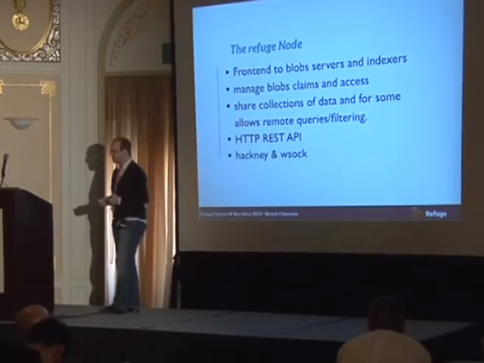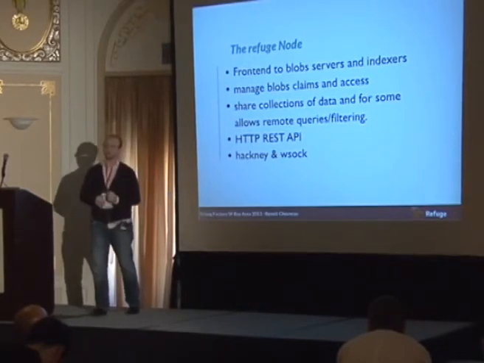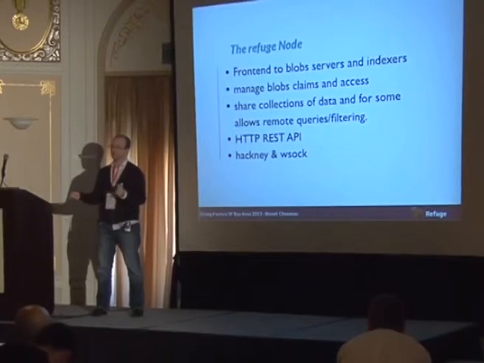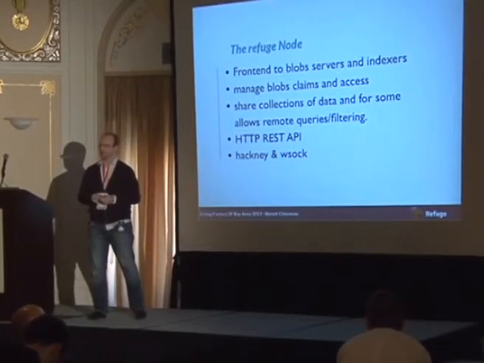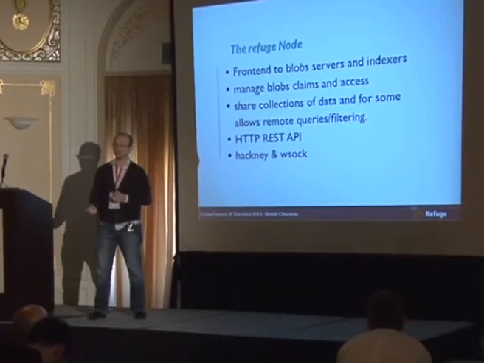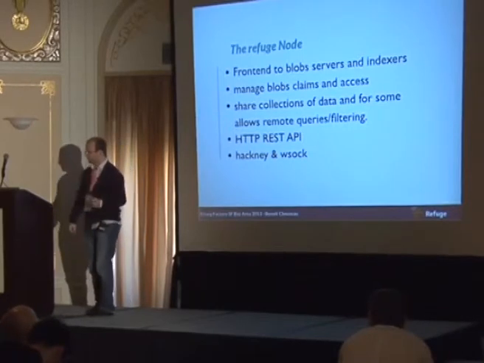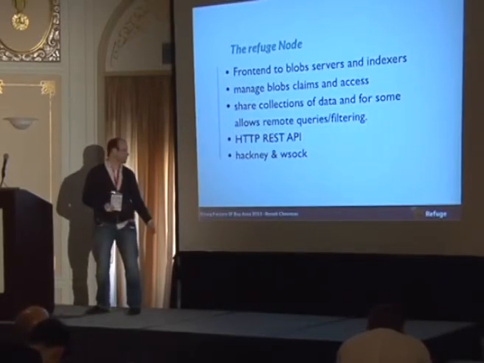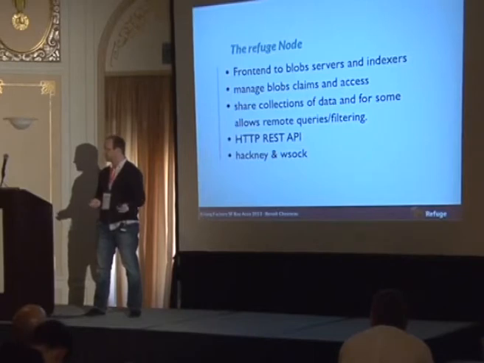It can share any data collection, either created by an index, or by sharing remote queries, or by sharing claims. A claim is a special blob allowing you to send some kind of invitation to a friend or to a machine to either download all the blobs in a resource or only download some blobs. And this is an HTTP REST API, and behind the scenes, to connect to the blob server and to the indexer, it uses Acne.